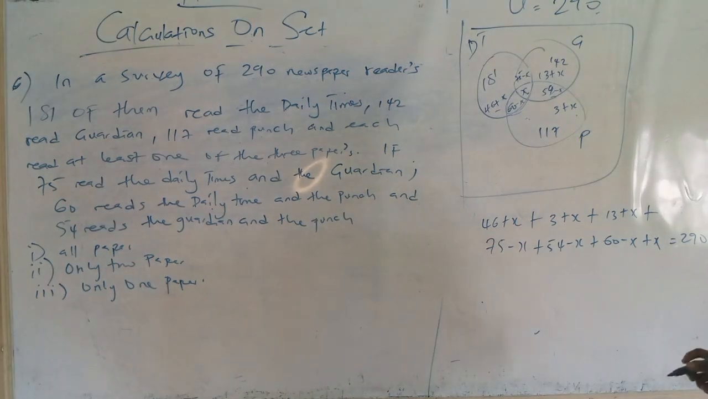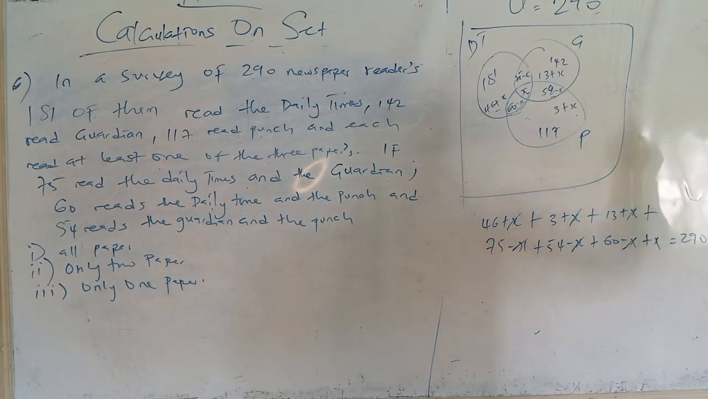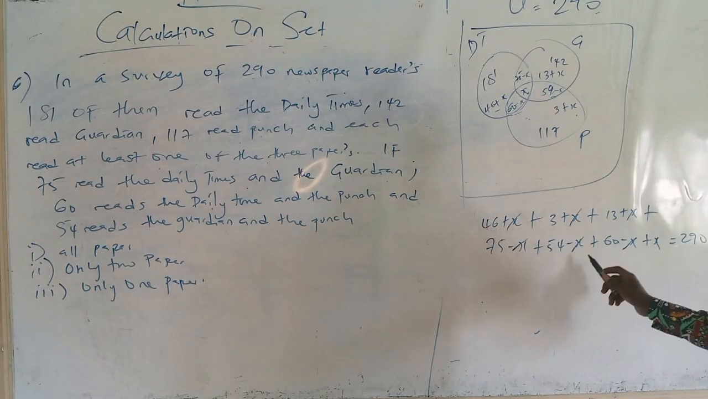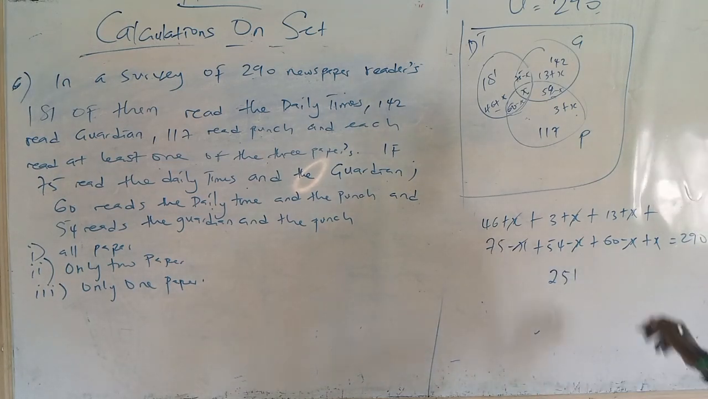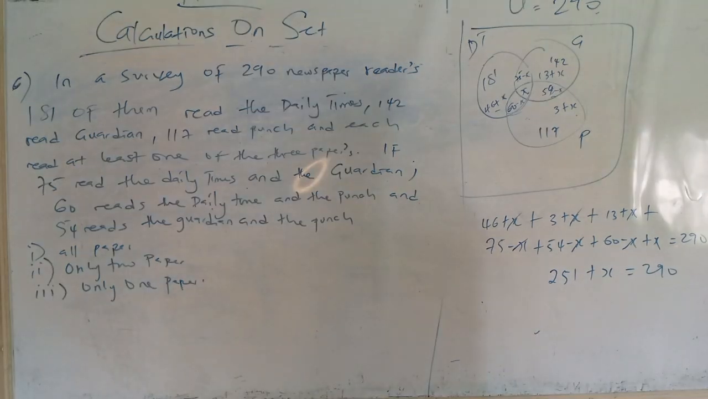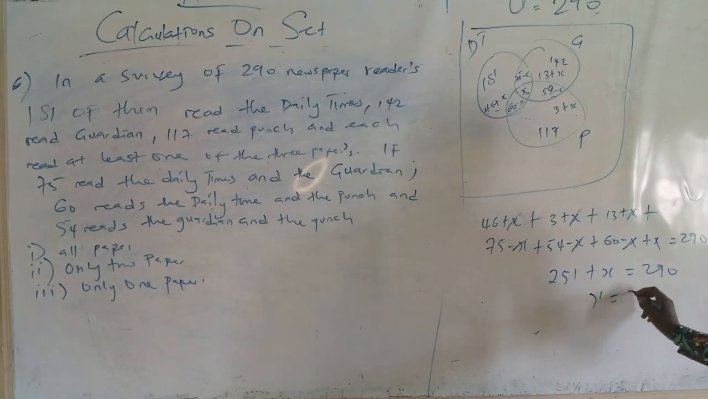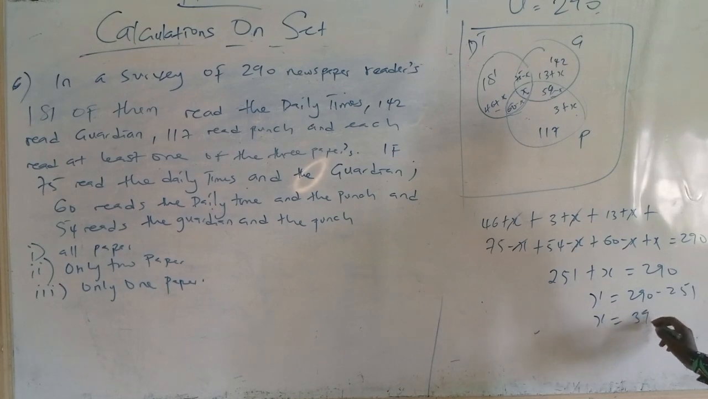290. So now doing this, minus x can cancel plus x, minus x can cancel plus x. Now add everything together. Are we together? To add everything together, I give you 251 plus x equals to what? 290. So therefore, collect like terms, x becomes what? 290 minus 251. x equals to what? 39. So x is what? 39.